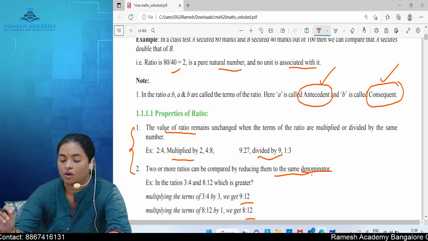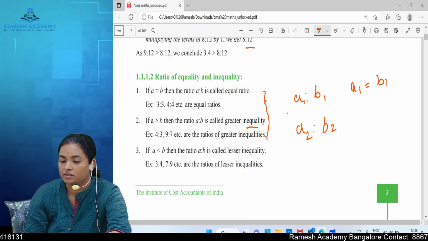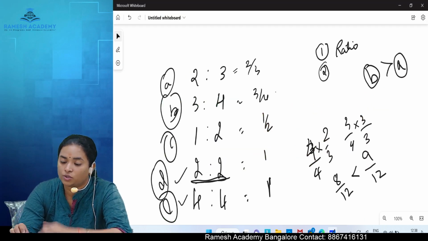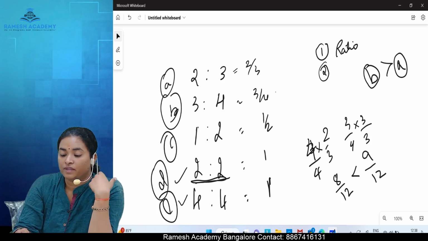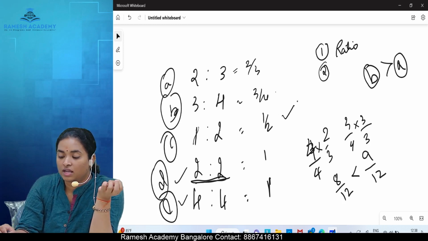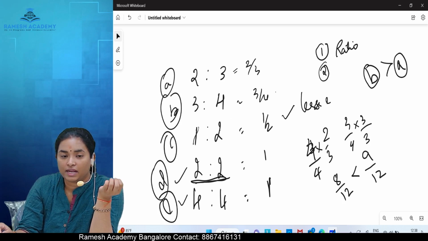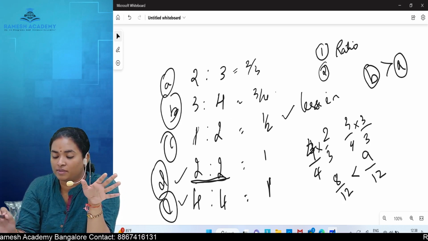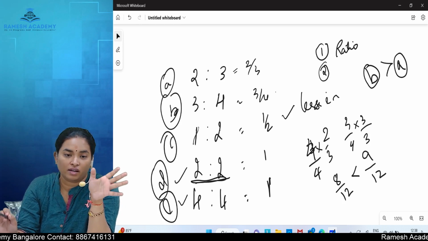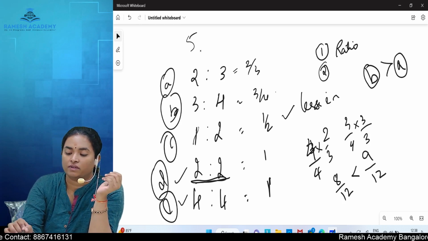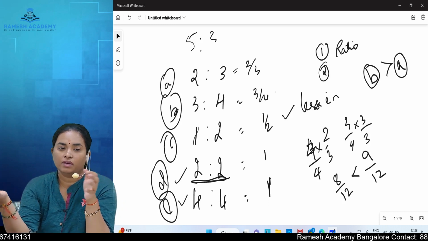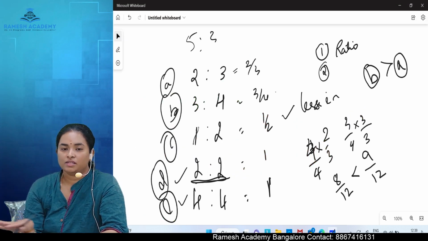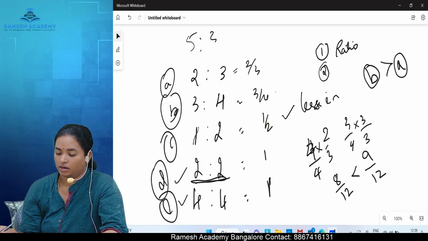Next we saw the equality and inequality ratios. Okay, now here one of the concepts, this is an equal ratio. And this one is lesser than 2. It's a lesser inequality. And where is the greater inequality? There are no examples I have given which have greater inequality. If I want, I can say 5:3. This can be a greater inequality. Clear? So with these examples, almost all the properties are covered.